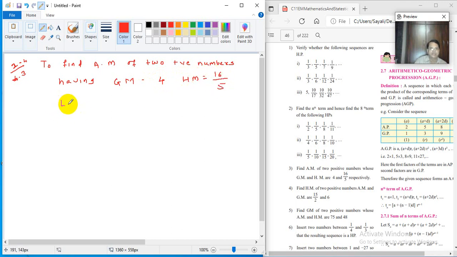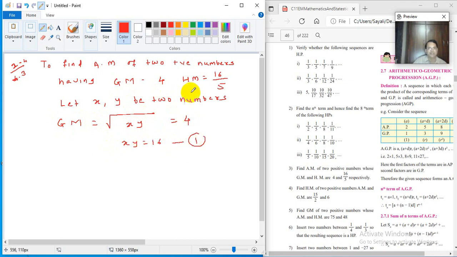So let the numbers be x and y. Let x and y be the 2 numbers. Now as GM is 4, GM is equal to root of xy and it is 4 given. So that means xy is equal to 16. This is first relation we get. Then HM चा फॉर्म्युला काय असतो बघा, it is 2xy upon x plus y and this is equal to 16/5.